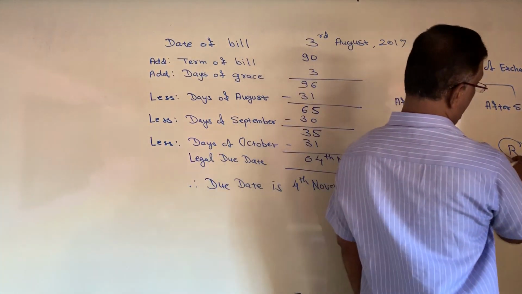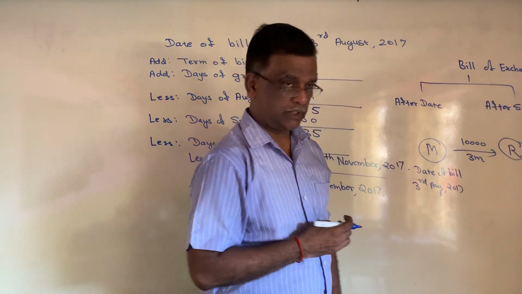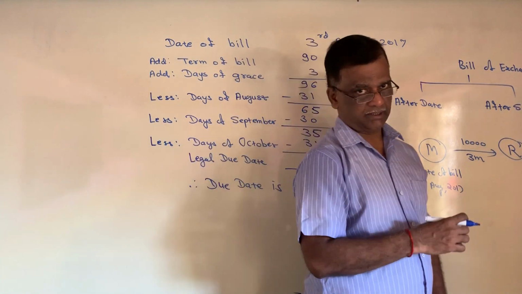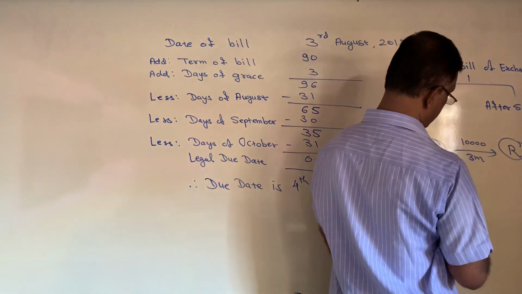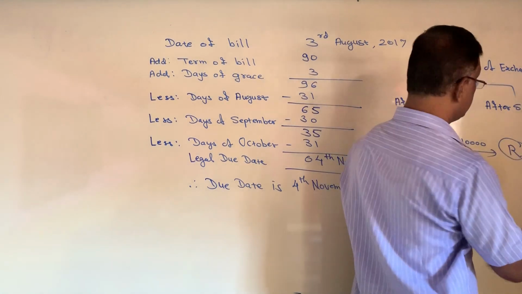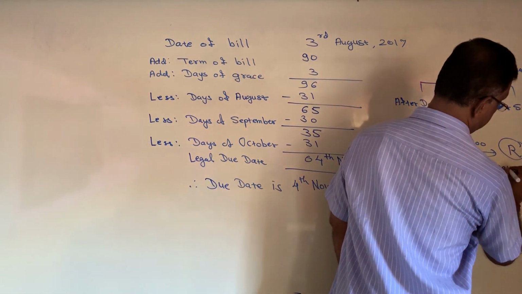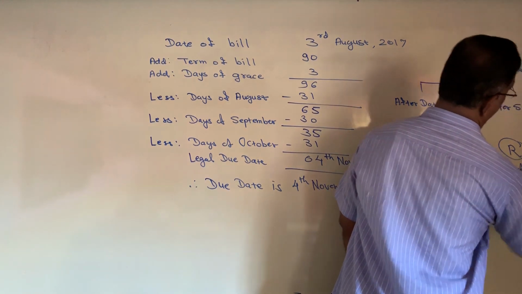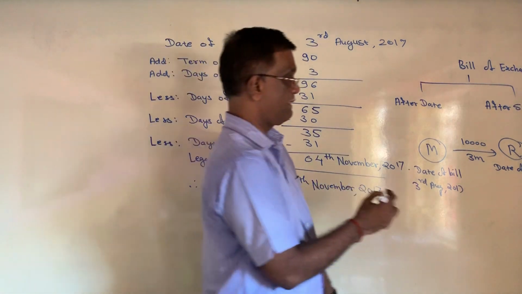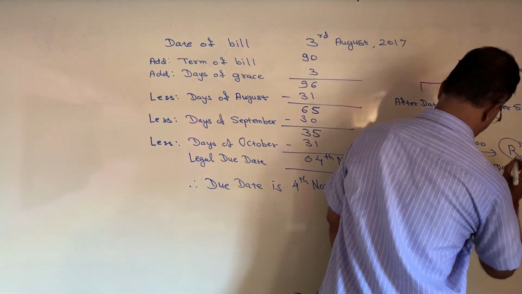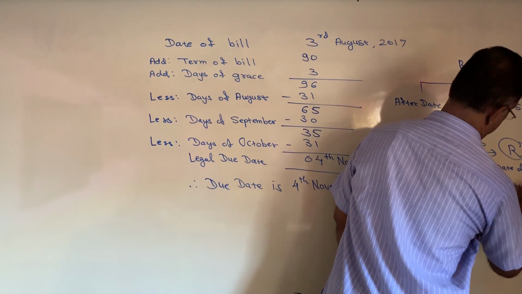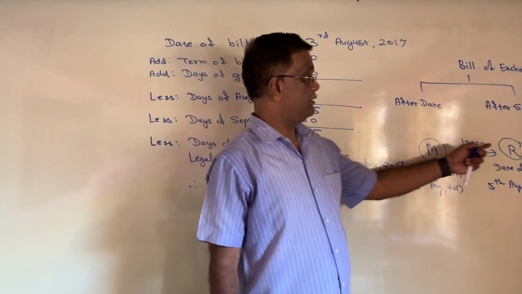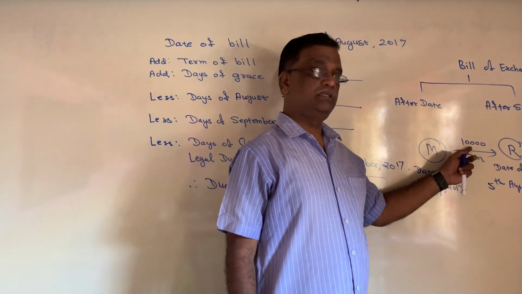Then he sent this bill to Rohit for acceptance purpose, meaning to sign and return it, to accept this bill. So Rohit accepted this bill, suppose on the 5th. That date we call date of acceptance. Date of acceptance 5th August 2017. So in this example, Mahesh is the drawer, Rohit is the drawee. This is the amount of bill, this is the term of bill.